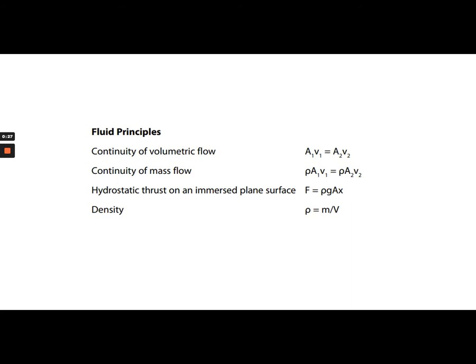This is the section of the datasheet that you'll be using. So volumetric flow and mass flow are related to your pipes or your tapering pipes. Hydrostatic thrust is related to dams, and density can crop up anywhere. You'll notice there's not a formula for Archimedes principle there, but we'll get to that in a second.